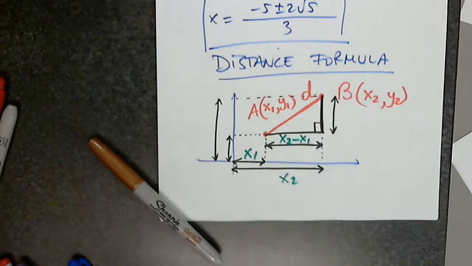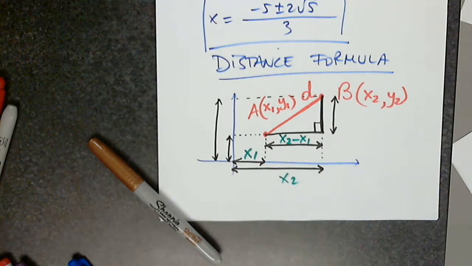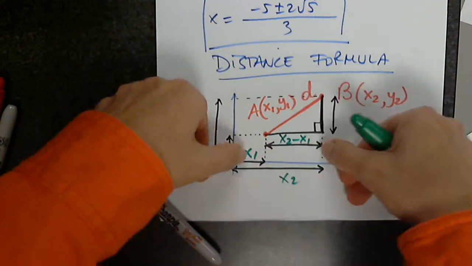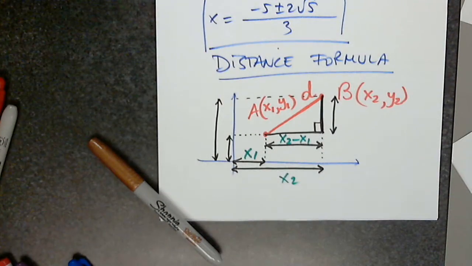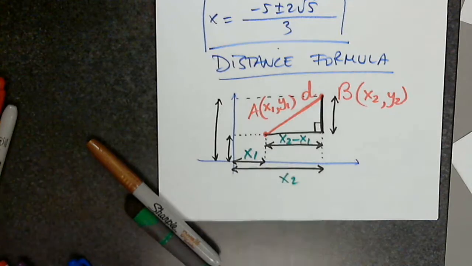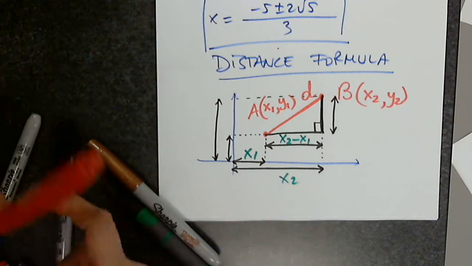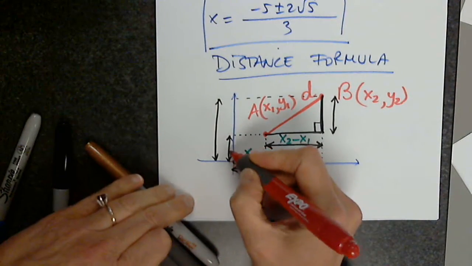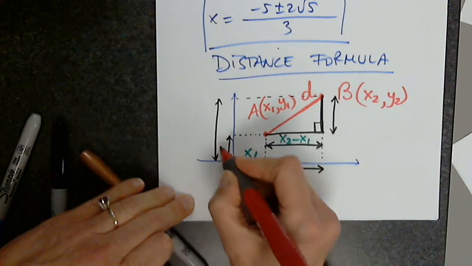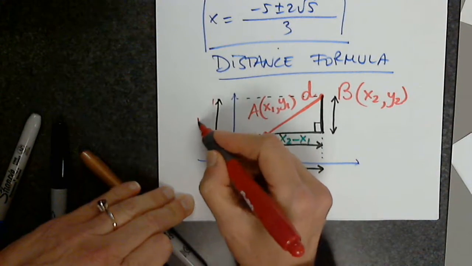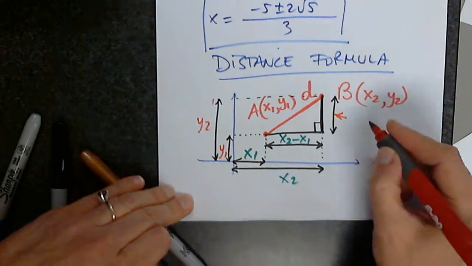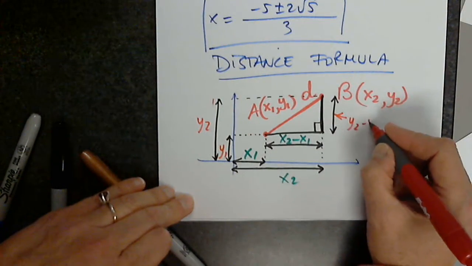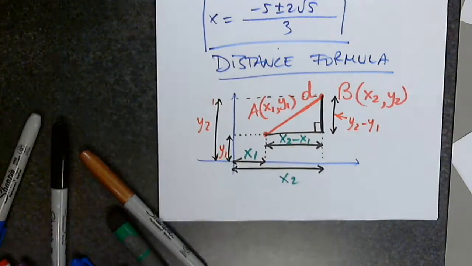Excellent. So if this is x2 and this is x1, this must be x2 minus x1. Very good. Now I want the same thing for the other one. So I want you to tell me how much is this? What is this? And now what I'm interested in is this. So stay with me, please.